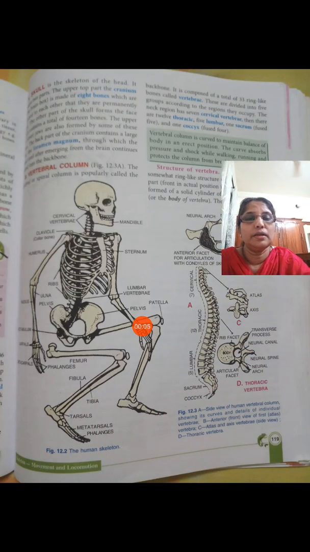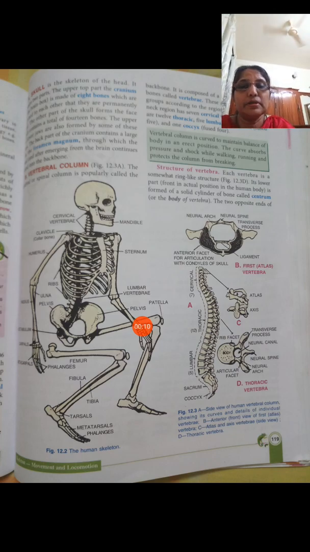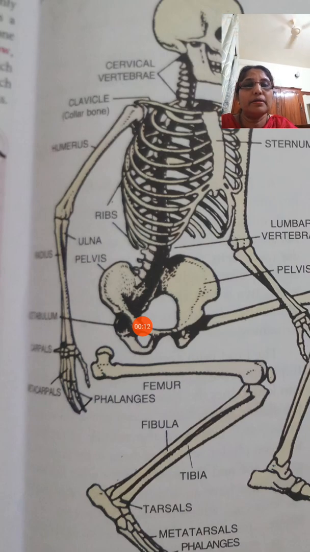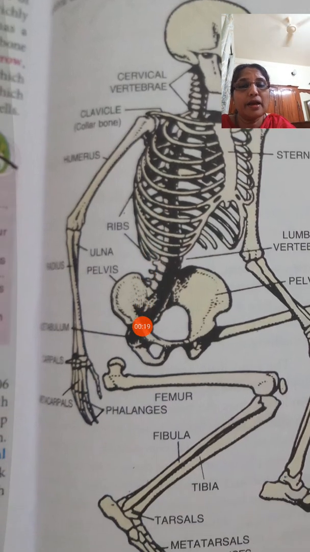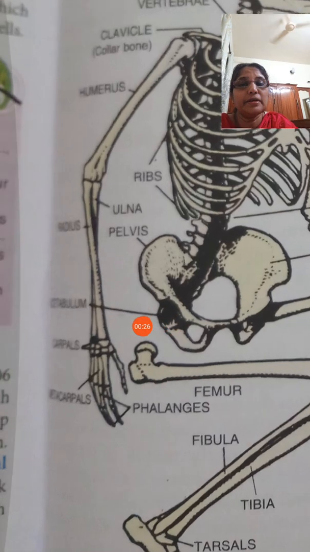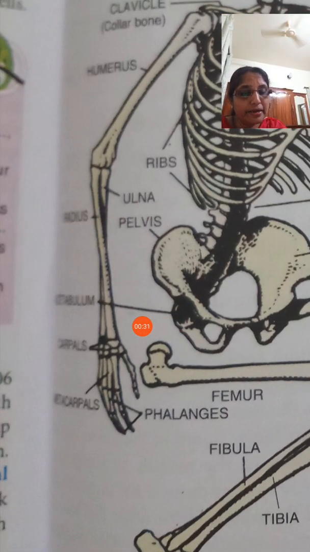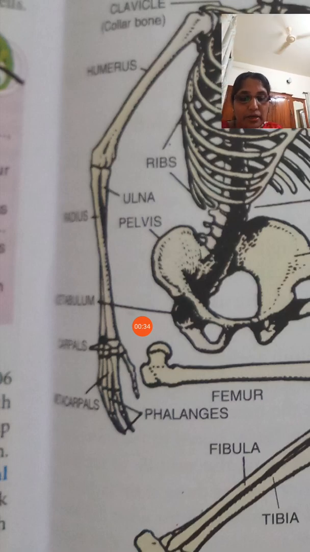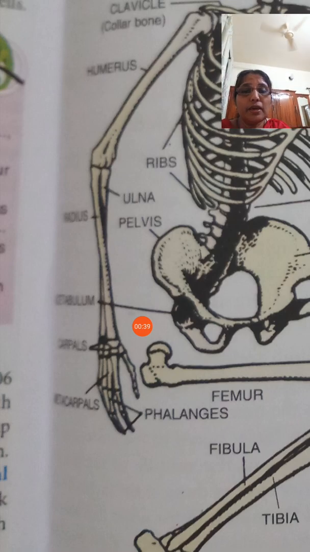Then let us learn the bones in the limbs. Let us see the upper limb, that is the hand. The hand has its upper bone known as the humerus. In the lower part of our arm there are two bones, the radius and ulna.